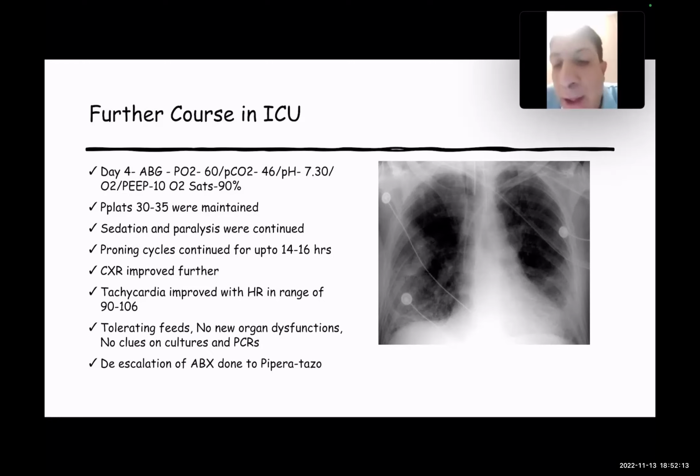Nikhilesh has said just now, applying recruitment maneuvers can lead to volutrauma and barotrauma in these patients, which is ventilator-induced lung injury. So, as you said, these are the four criteria. Bilateral is one of the criteria. Do extrapulmonary causes really respond well to these recruitment maneuvers?